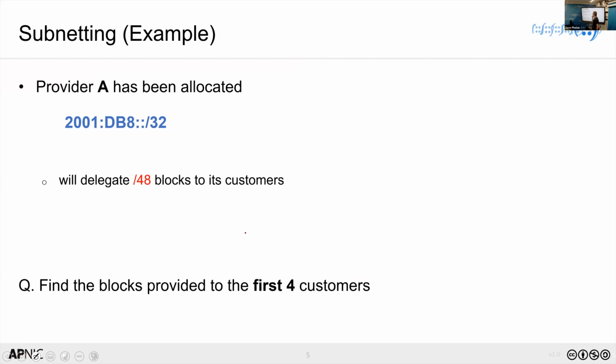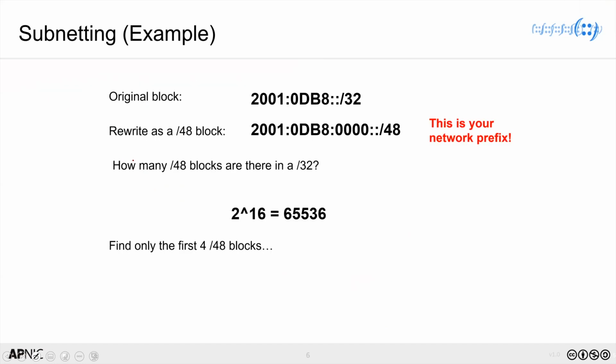Let's talk about how we would subnet this address space out. So I've got a /32 here, 2001:DB8::/32. And as an ISP, I'm going to delegate /48s, the smallest routable block, to my customers. So let's find my first 4 customers.